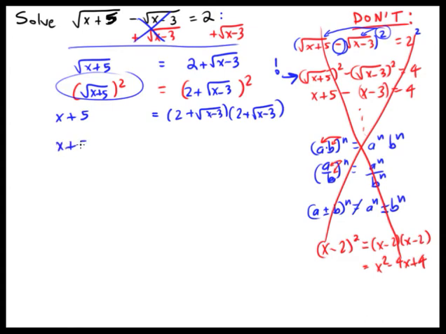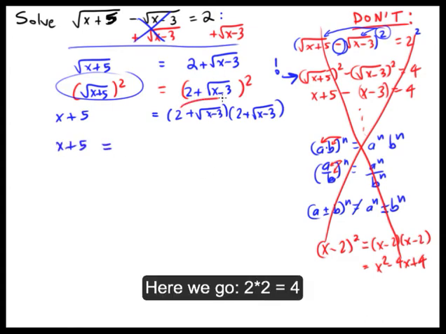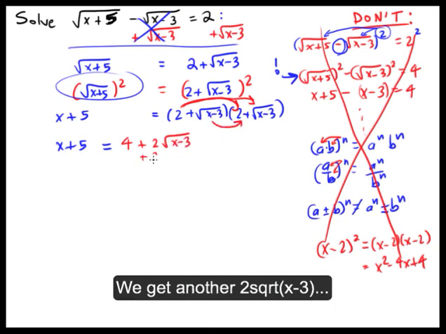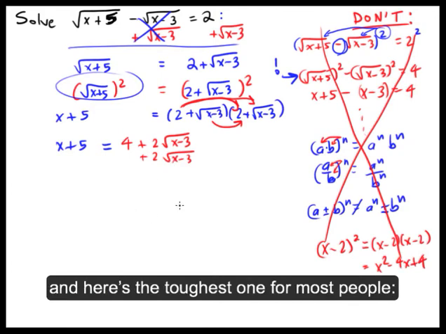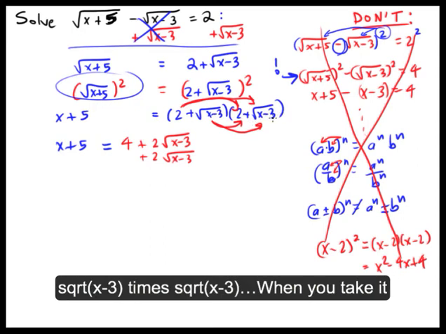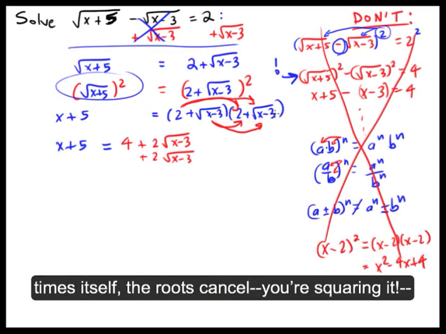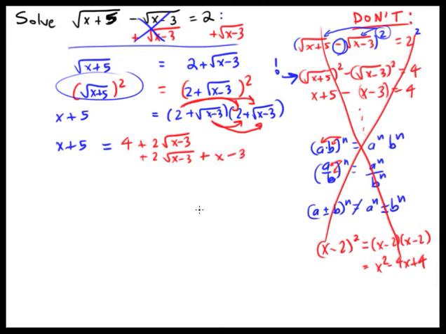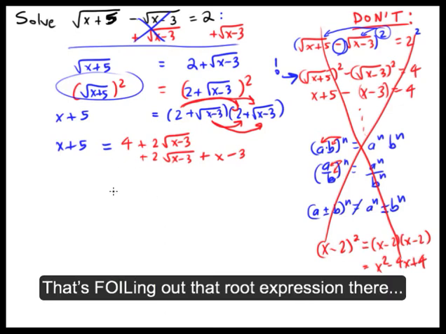Okay, so x plus 5 equals, here we go, 2 times 2 is 4. 2 times square root of x minus 3 is 2 square root of x minus 3. But here's another 2 square root of x minus 3. Also positive. And then here's the toughest one for most people. Square root of x minus 3 times square root of x minus 3. Well, when you take square root of x minus 3 times itself, the roots cancel. You're squaring it by multiplying it by itself, and the roots cancel. So this is just x minus 3. So plus x minus 3. That's FOILing out that root expression there.